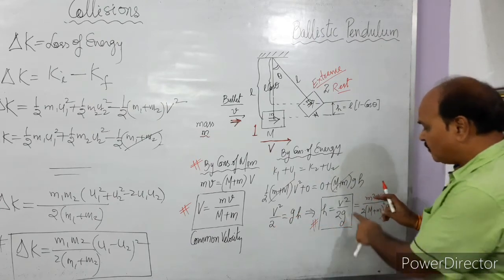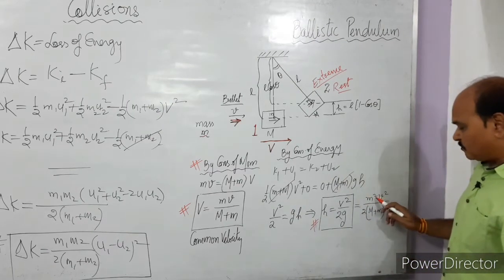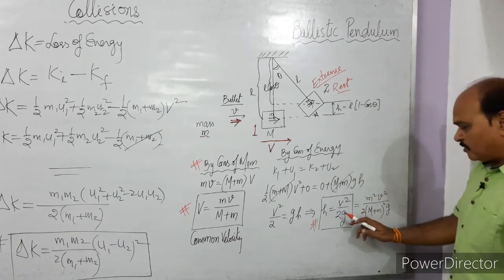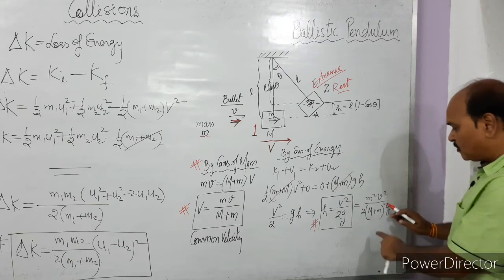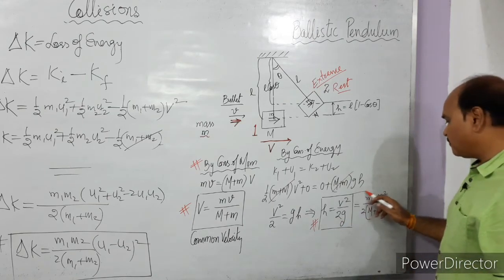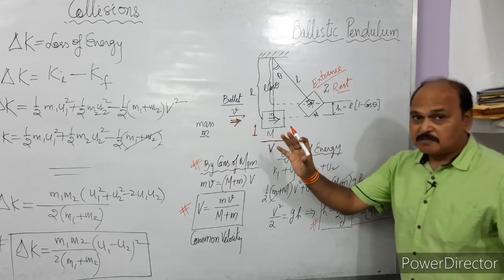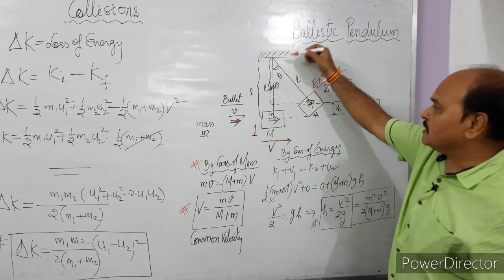And if we substitute the value of the common velocity V here, what do we get? m square v square upon (m plus M) whole square, and then 2g. This is the value of the height h up to which the combined mass is going to rise. Well, we can also find out this angle theta.